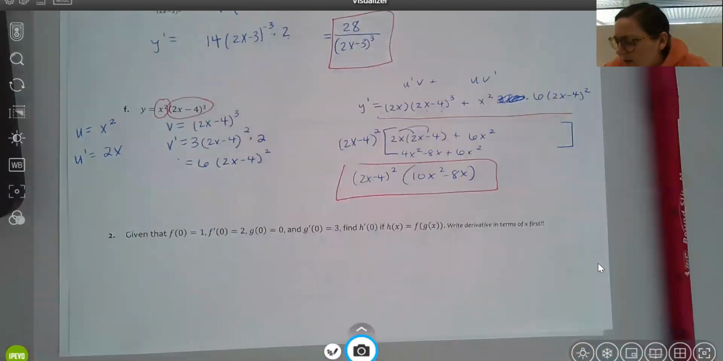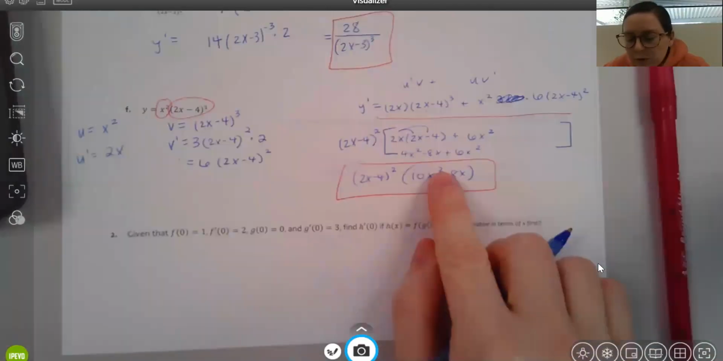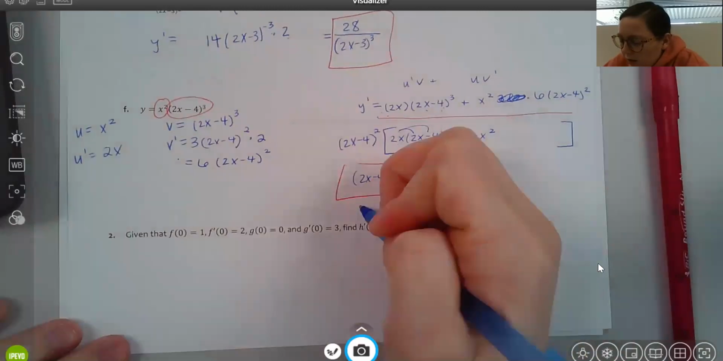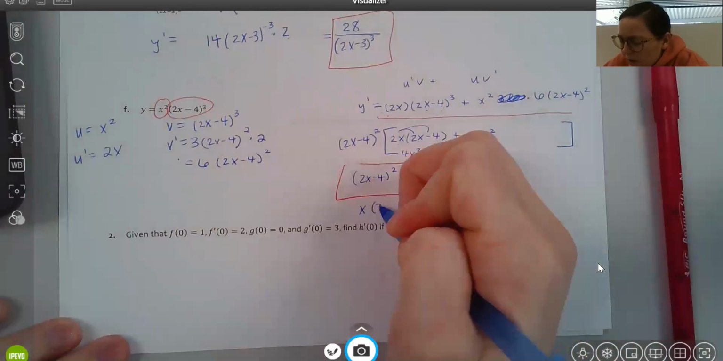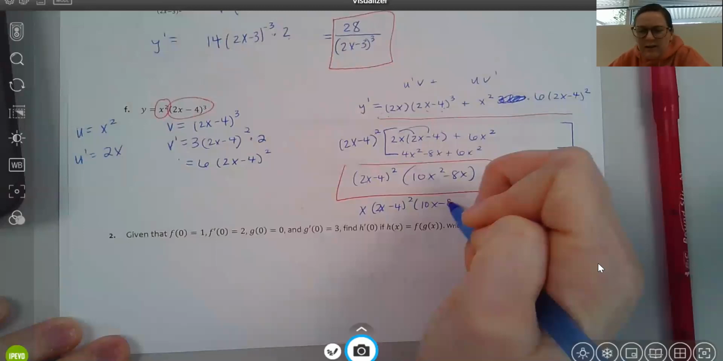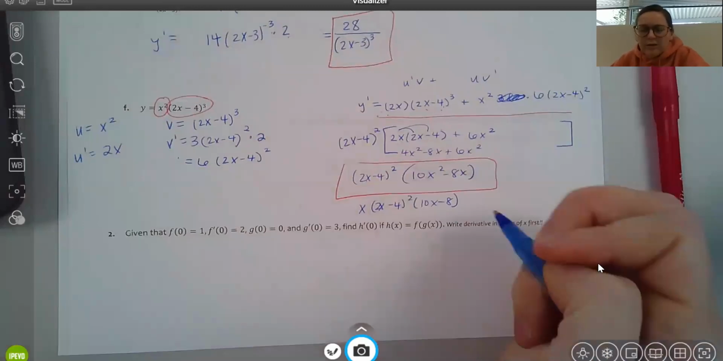You also might notice that they have an x in common. You could pull out an x as well, like this. I think I have that on my key. But either way, these are pretty simple, pretty factored, nice answers.